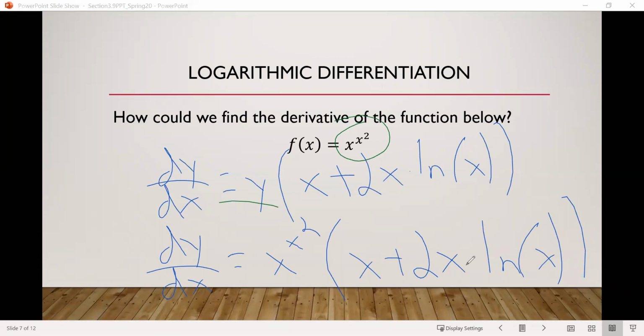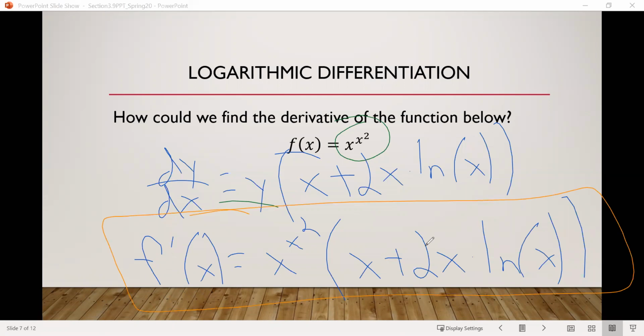And last thing I'll say on this, because we didn't start with a y, we don't have to write this as dy dx, we could say f prime of x equals this. Okay? Good stuff. All right, leave it there for now.